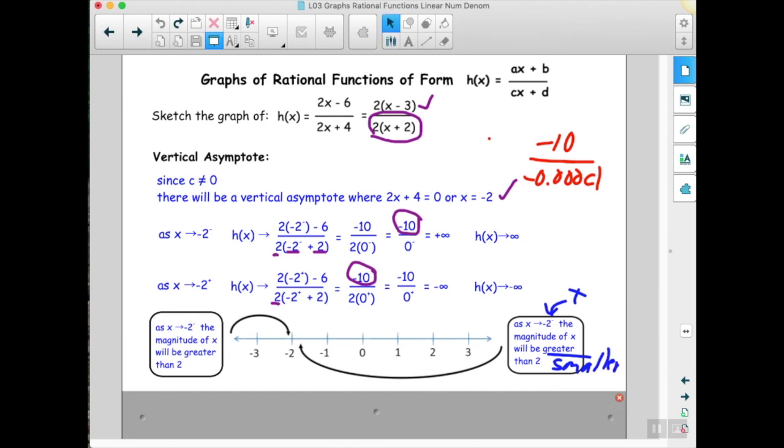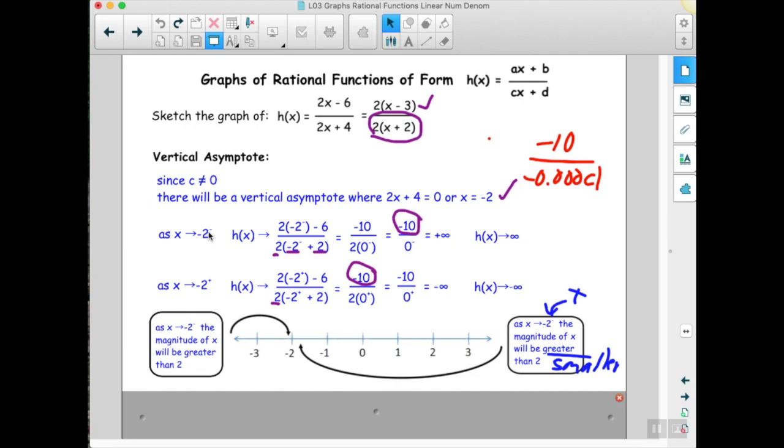So you have to forgive my errors. I don't have an editor editing my work. I just did a copy and paste. So this should say, as x goes to -2 positively, the magnitude of x will be smaller than 2, which is why we got a positive back there. All right, so there's our analysis.